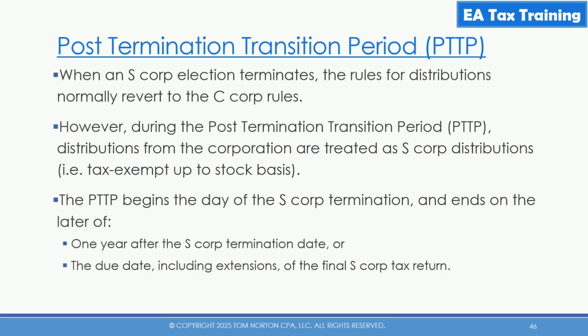This transition period begins the day of the S Corp termination and ends on the later of 1 year after the S Corporation termination date, or the due date, including extensions, of the final S Corp tax return. So you get to treat any distributions made up to the later of those two dates as if they were S Corporation distributions, even though technically you are a C Corporation.